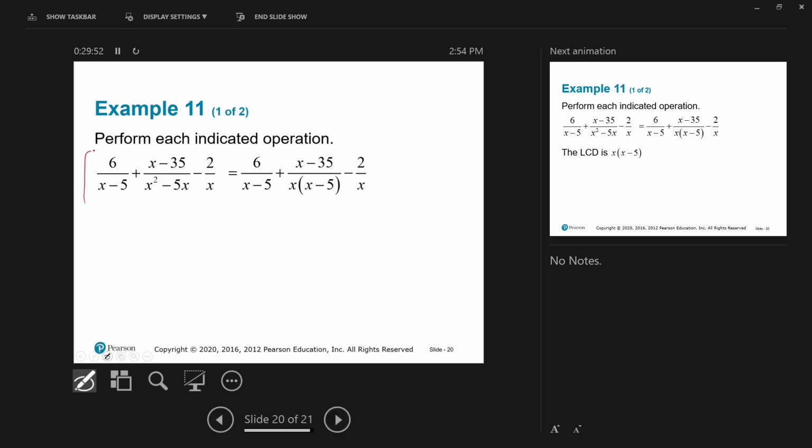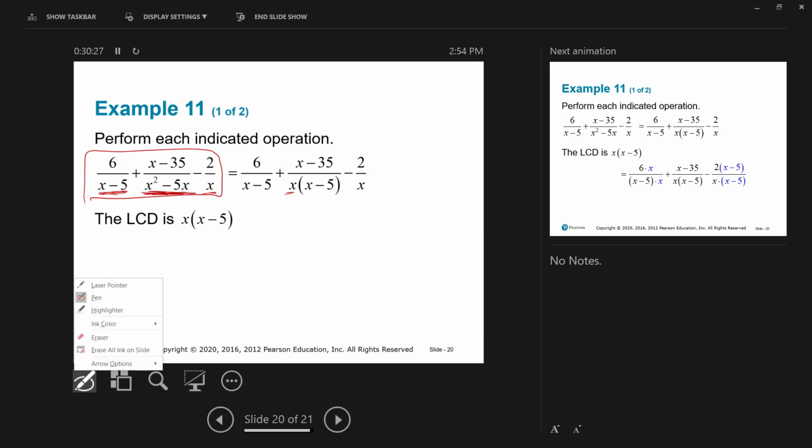They have given us 3 fractions to add together. And we need to make certain we have a common denominator to add them together. Remember, first steps first, factor. First denominator isn't factoring. Second denominator is factoring, which is why they pulled out this x. Third denominator, not factoring. Right? Okay. Which explains why our common denominator is simply an x and the parenthesis of x minus 5.